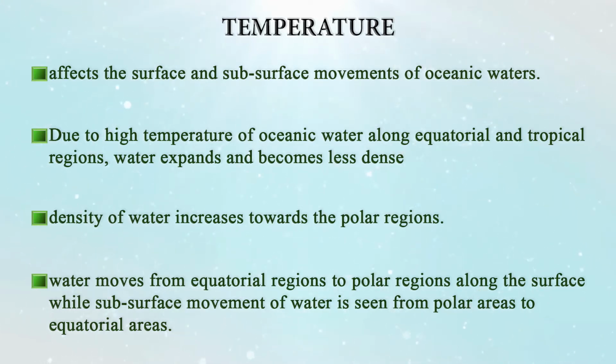So, you see, there are many currents which move from the equatorial regions to the polar regions. I will explain the surface distribution of ocean currents of different oceans with the help of a figure later in this video program itself.